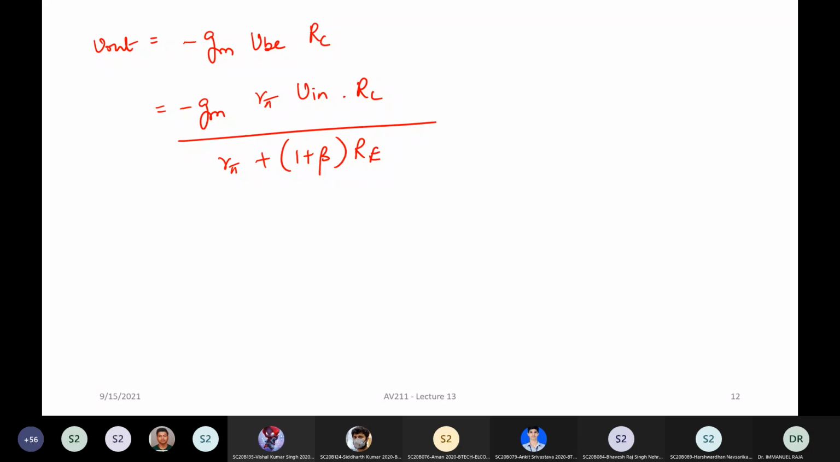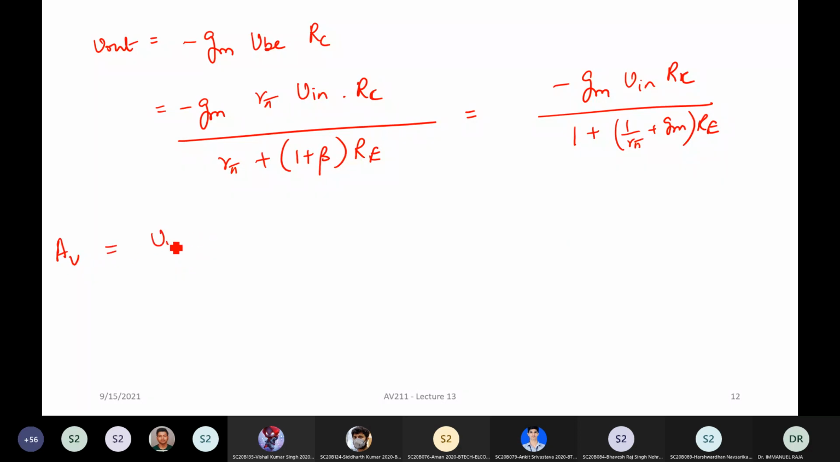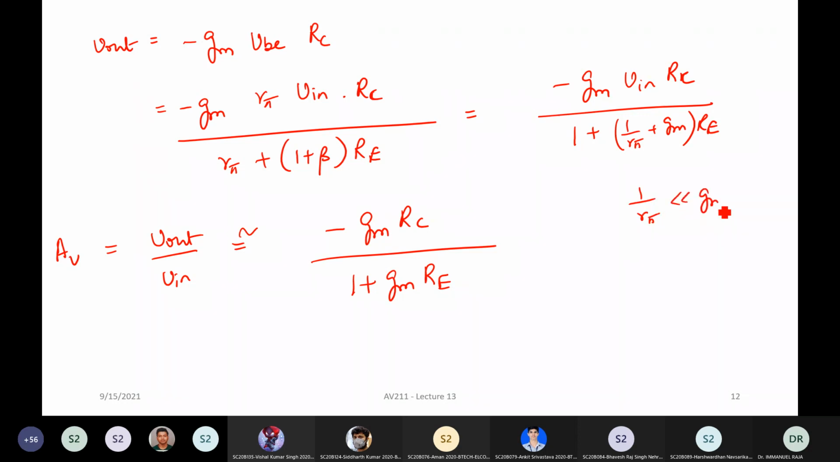And this you can try to simplify by removing R pi, and you will say this is 1 plus 1 by R pi plus GM times RE. Now 1 by R pi is usually quite smaller than GM, so this can be approximated. So let's say the intrinsic gain Av can be written as V out divided by V in, which turns out to be minus GM times RC divided by 1 plus approximately GM RE, because 1 by R pi is taken to be much smaller than GM.